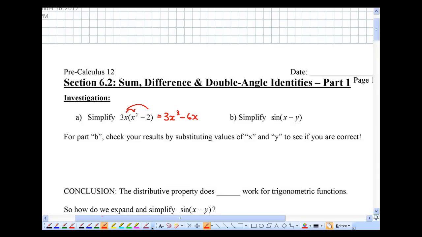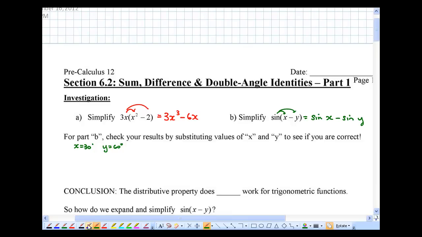So what do you think is going to happen here? If you're thinking let's distribute, let's find out. So that's sine x minus sine y. Now, for part B, let's check our results by substituting values for x and y to see if we're correct. Let's use some of those special angles that we know. I'm just going to randomly choose, let's say x is 30, and let's say y is equal to 60.